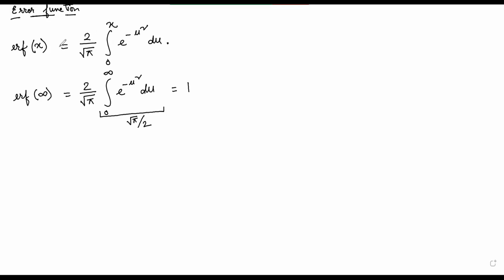And what will be the plot of this error function? Let us see the plot of this error function. Let me stop sharing now, and then let me start sharing the web page.